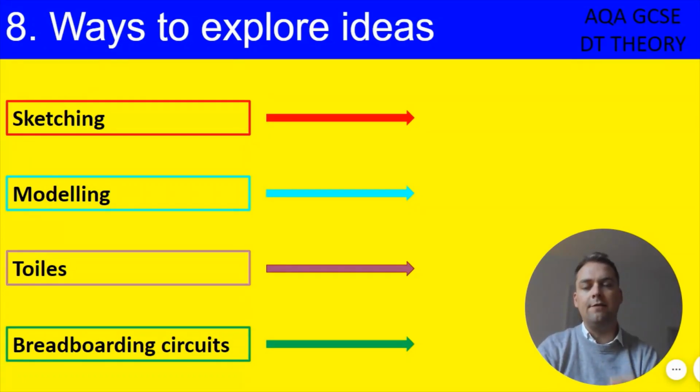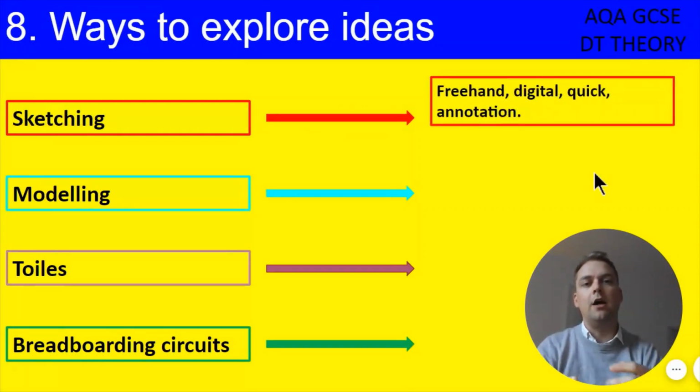Now, if we look at the first one, sketching, we have got the reason that we use sketching and some of the benefits as to why we use sketching in order to develop our ideas is it's freehand, we can do it digitally, it's very, very quick, and we can provide annotation. So it's a really great way to get lots and lots of information down on paper really quickly to explore those ideas before you go on to develop them.